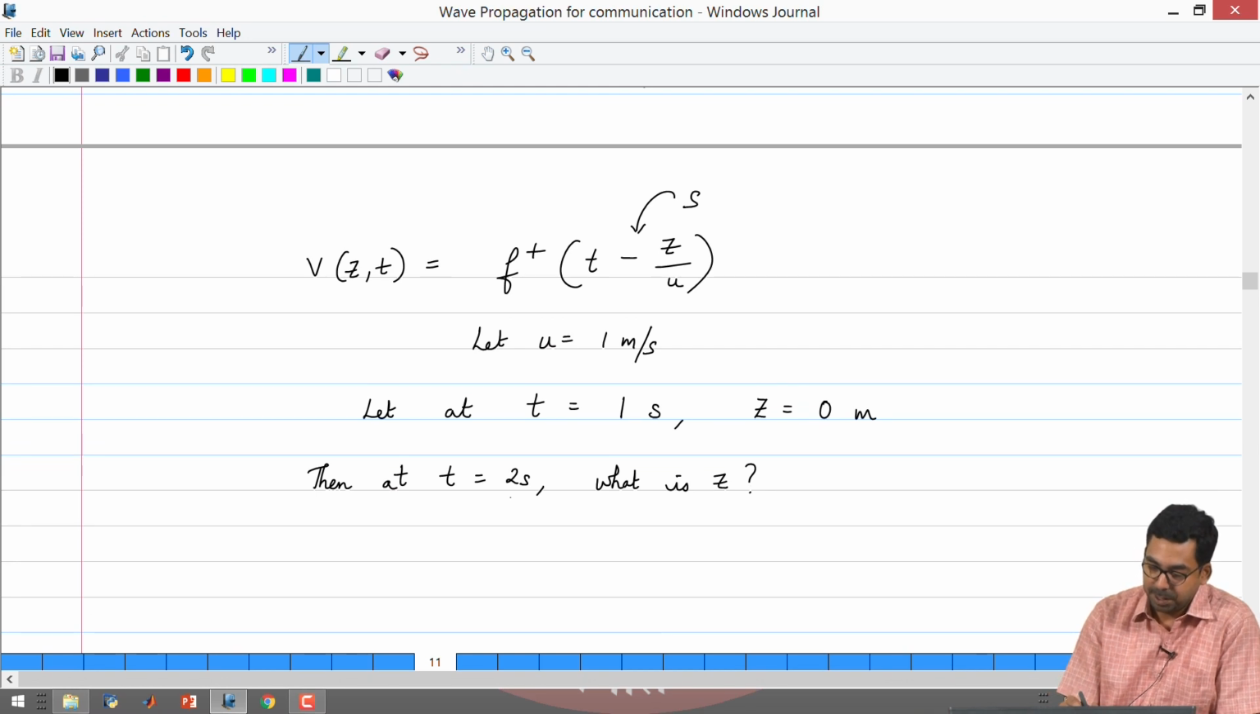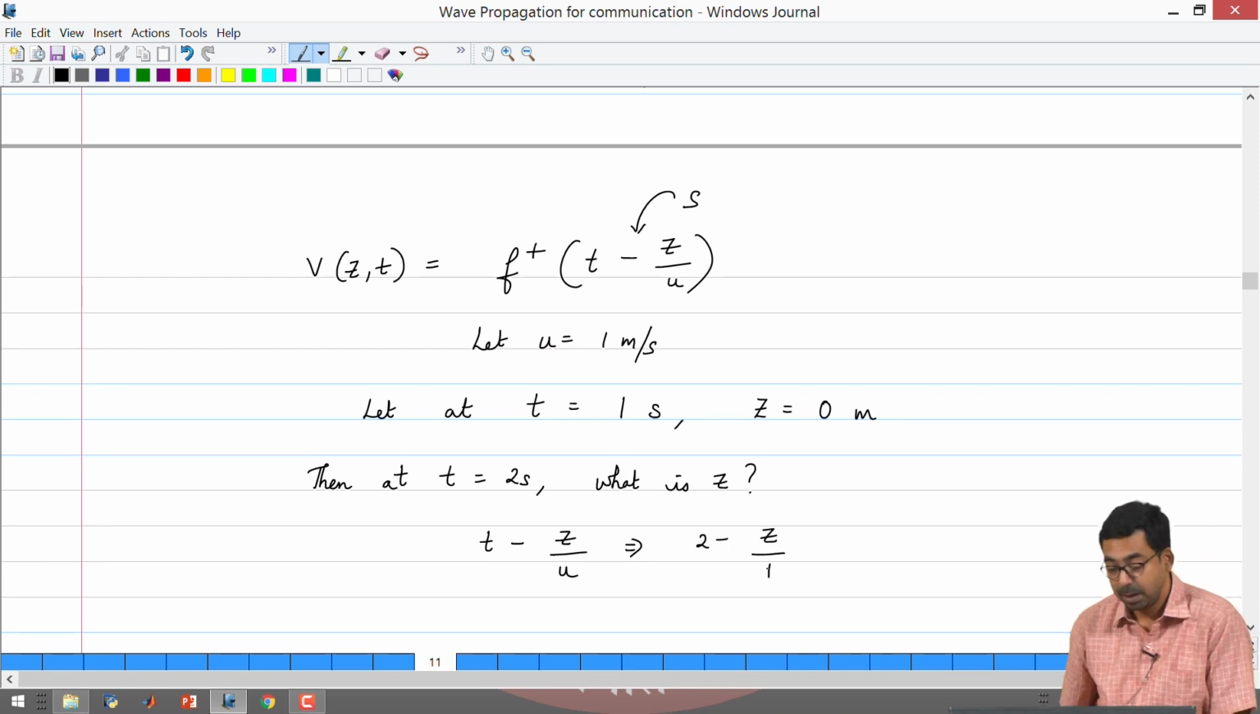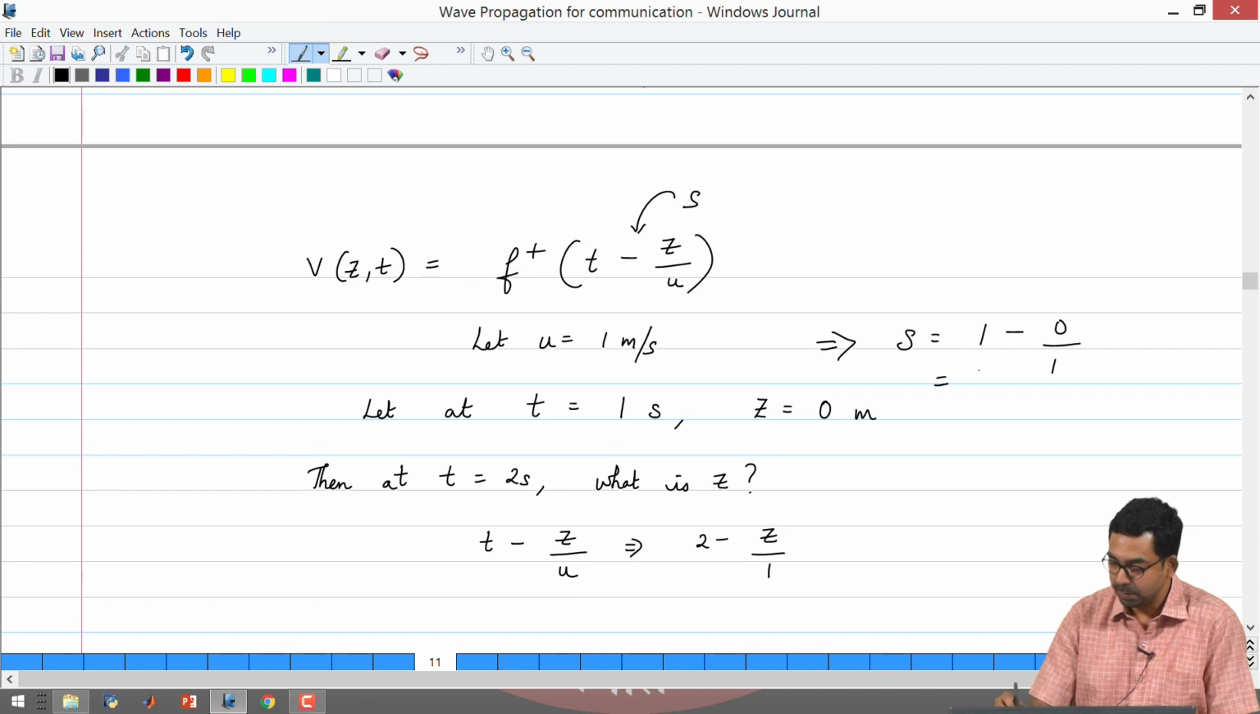So, we can merely substitute t equal to 2 seconds over here, right. So, you can say that t is equal to 2 seconds. So, you will have t minus z by u, where u is fixed, so we can say 2 minus z by 1, right. In the original case, you should have calculated what this t minus z by u is going to be. So, for this choice of u equal to 1 meter per second, s is going to be equal to 1 minus 0 by 1, which is equal to 1.